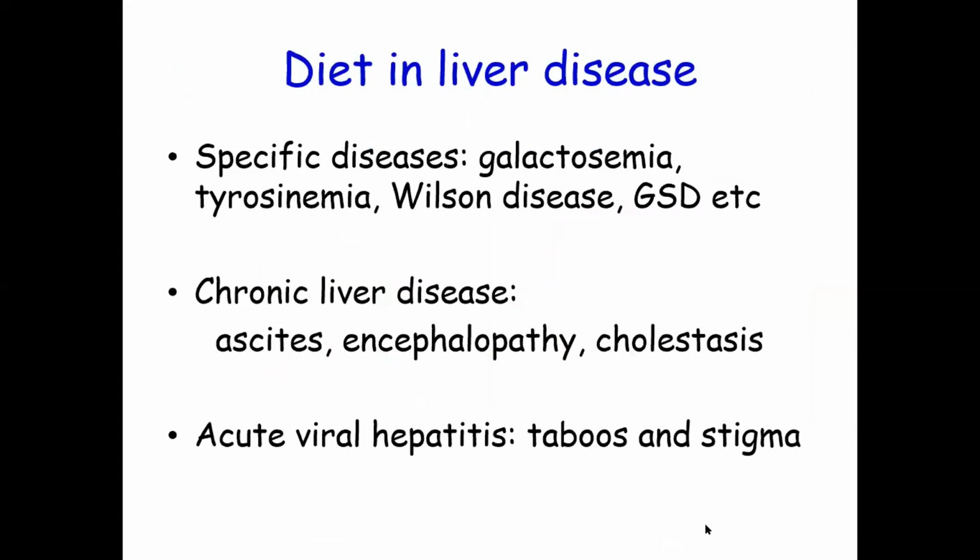The first is treating specific diseases like galactosemia, tyrosinemia, Wilson's disease, glycogen storage disease. The second aspect of liver disease is ascites, what to do in that scenario, encephalopathy, what to do there, cholestasis, how do we treat? And the third scenario is where you have viral hepatitis. And as you know, in India, we have a lot of taboos and stigmas that are associated to the same.